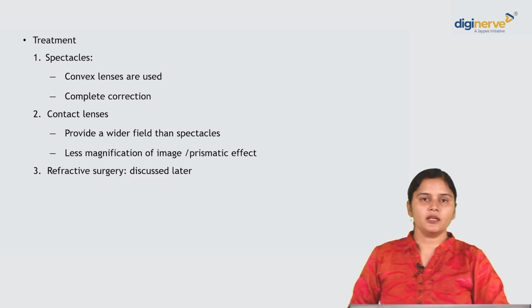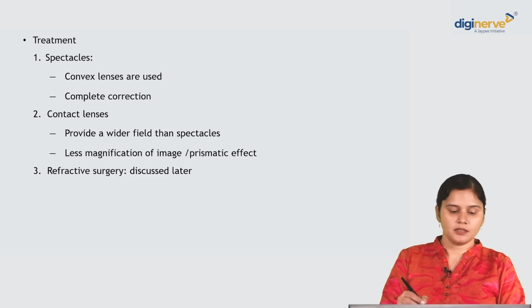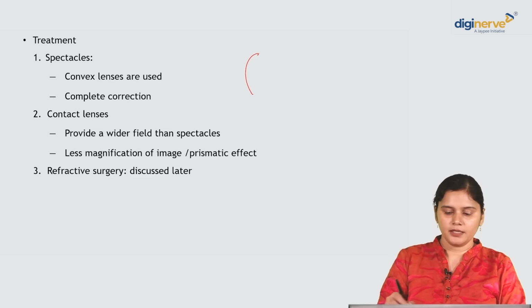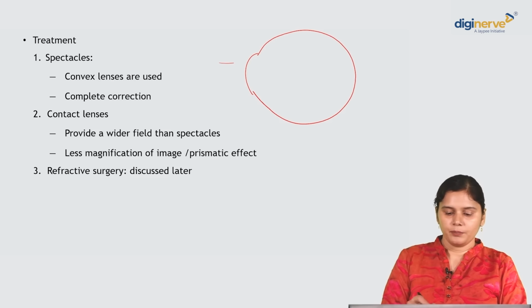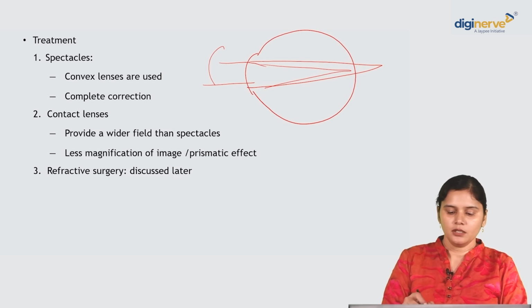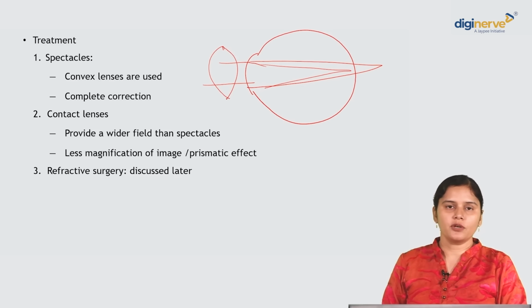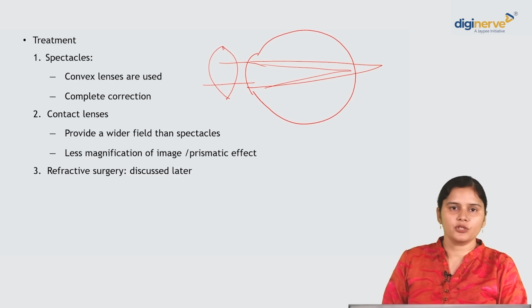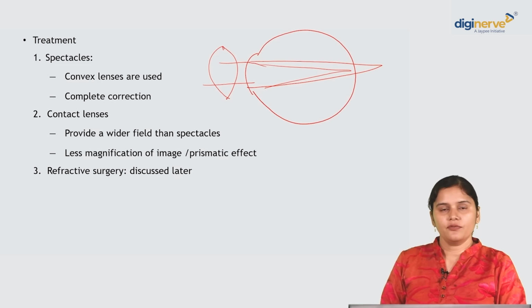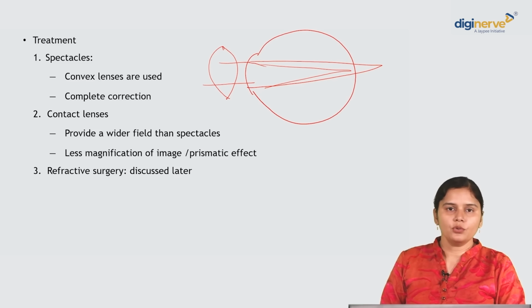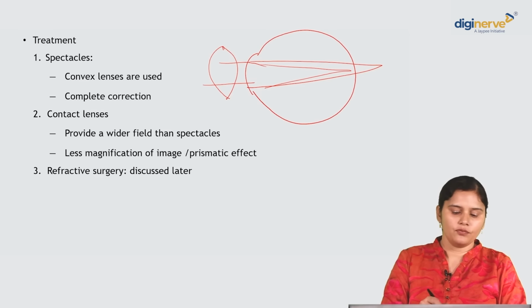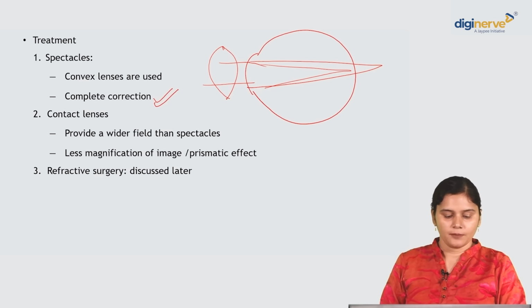The treatment of hyperopia is convex lenses, because you know that when the parallel rays come in, they are focusing behind the retina. To make these rays more convergent, you need a convex lens, just like you focus sunlight to burn a paper using a convex lens. It's important that complete correction of hyperopia is given.